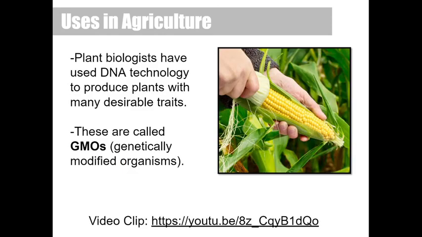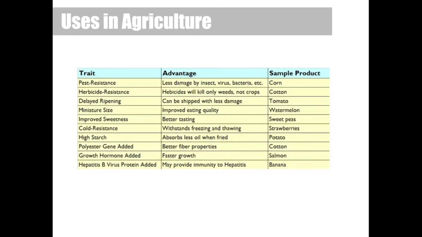So one use of biotechnology in agriculture is that plant biologists have used DNA technology to produce plants with many desirable traits. Now, these are called GMOs, or genetically modified organisms. So, here's just a few traits in agriculture that you can read through. One example of a trait is pest resistance. An advantage to this is that there is less damage by the insect, virus, bacteria, or any other things. And something that has this trait is corn.